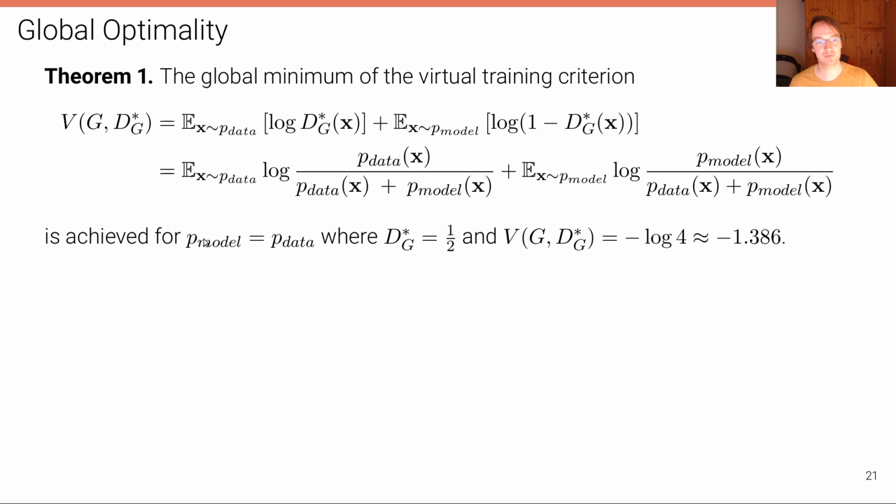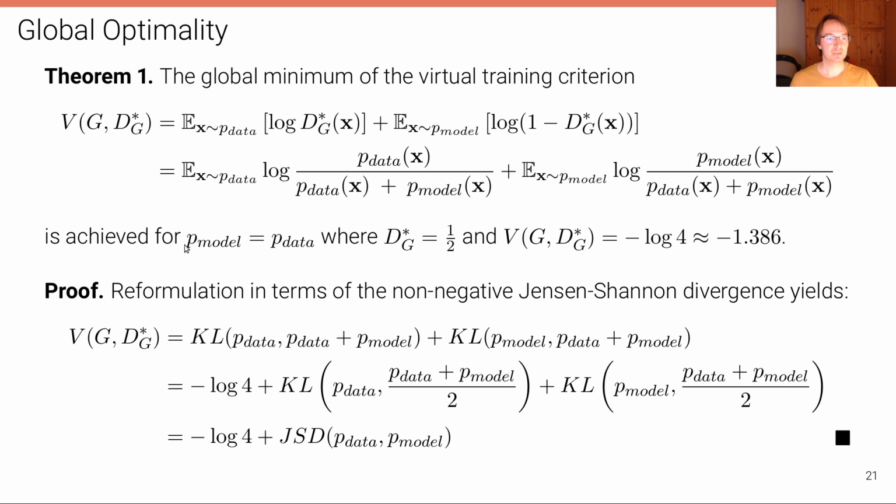So it's easy to see that if the model distribution and the data distribution are the same, then the optimal discriminator is at 1/2, as we have seen also in the previous example. The discriminator was uncertain about samples coming from the model or the data distribution. And we also have the value of this virtual criterion being equal to minus log 4. But why is this achieved exactly if the model distribution is equal to the data distribution? The proof for this is just a few lines.